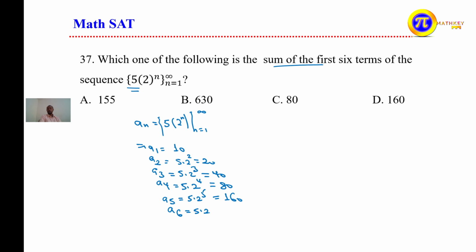Similarly, the sixth term for this one is 5 times 2 to the power of 6. To the power of 6 means 64 ነው። 64 ሲባዛ በ5 ምን ይሆናል? This is equal to 320 ይሆናል ማለት ነው። ስለዚህ we are asked to find the sum of these terms.